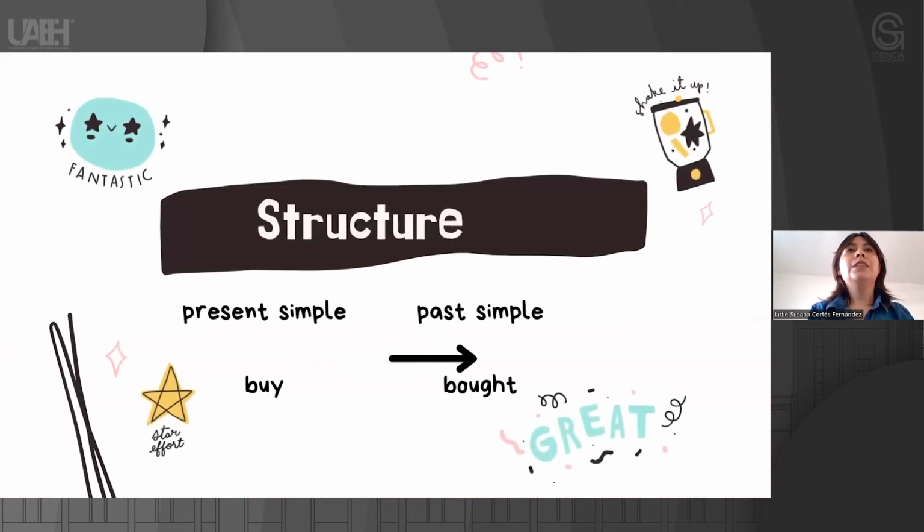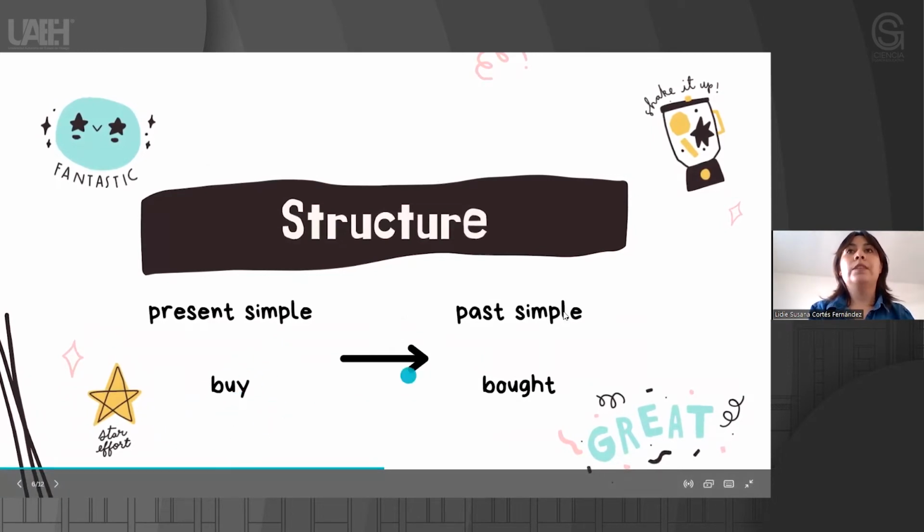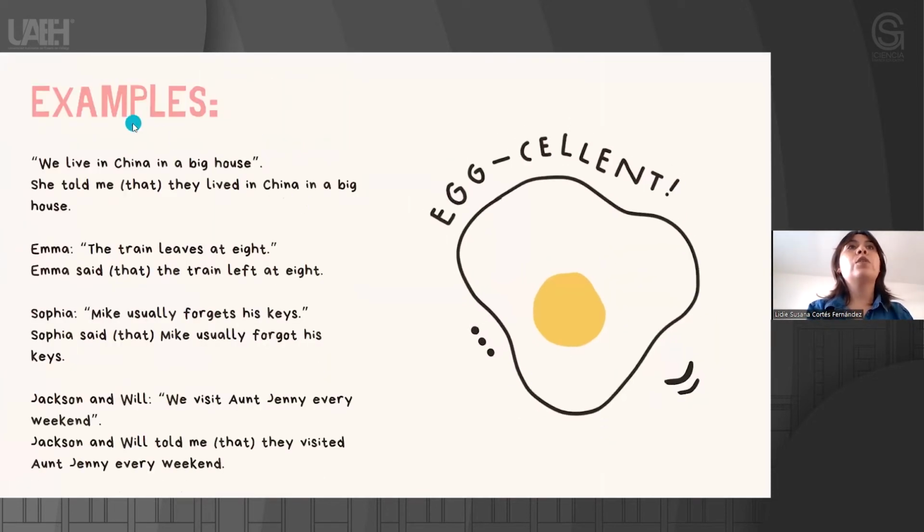So this is the structure. The present simple is "buy" and the past simple is "bought". This also changes when we talk about negative situations, or when we talk about questions. So the auxiliaries also change. So we have some examples here. The first one says, "We live in China in a big house." When we change it, we say, "She told me they lived in China in a big house." So we have these changes, live, lived.